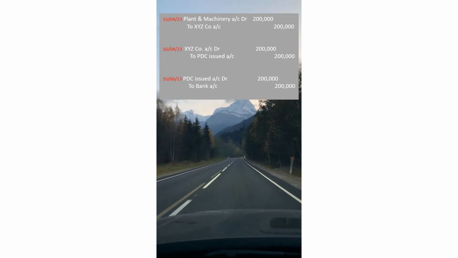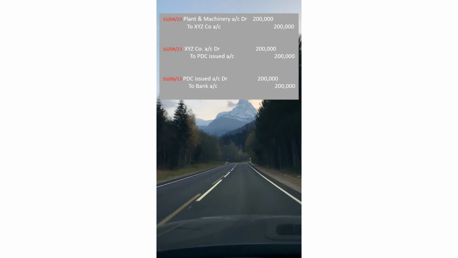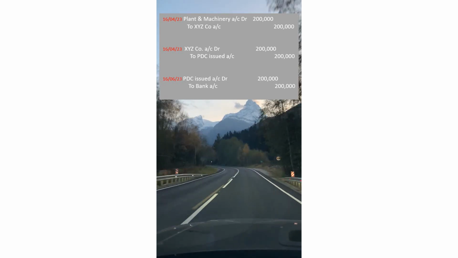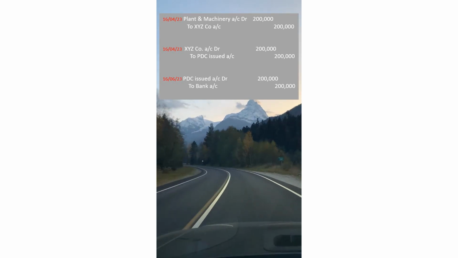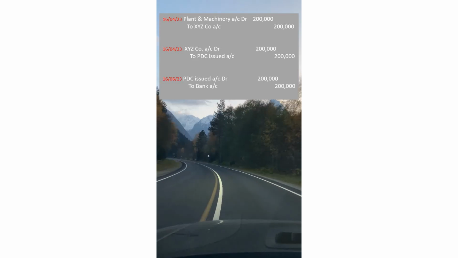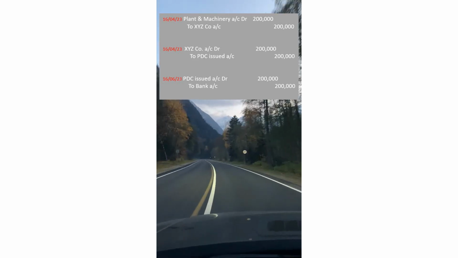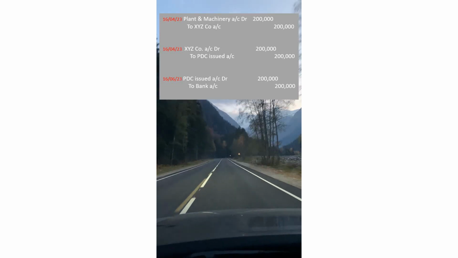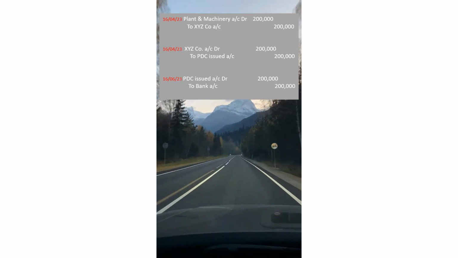On the check date, that is 16th June 2023, on this date the supplier XYZ company deposits the check to the bank and gets the payment amount. So the entry would be PDC issued account debit to bank account, 200,000 dirhams. Hope you got this point.